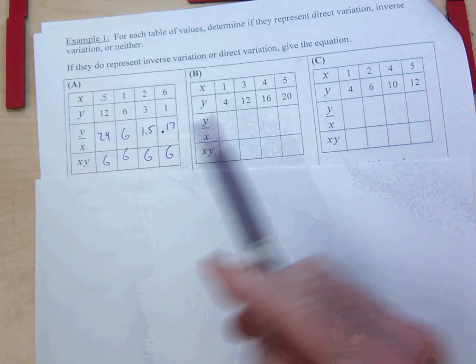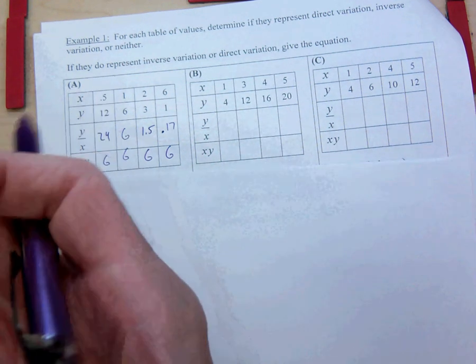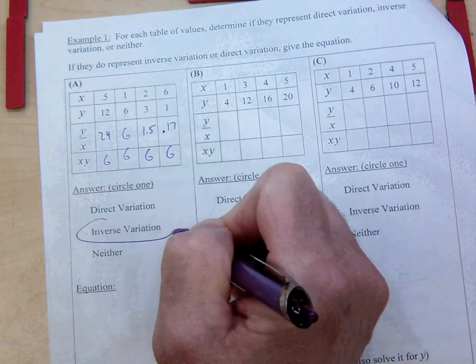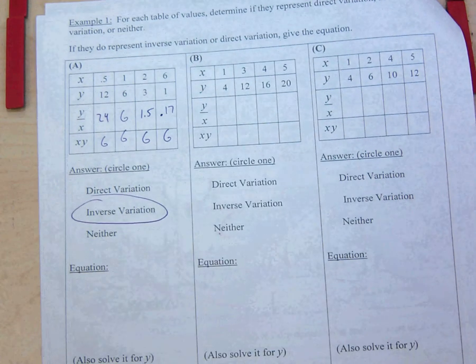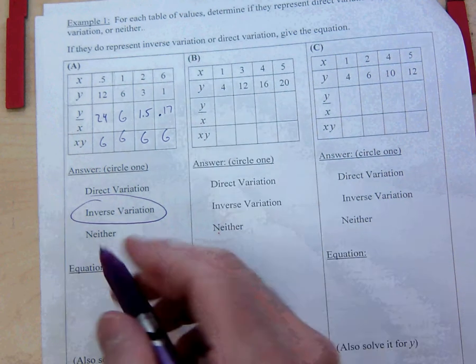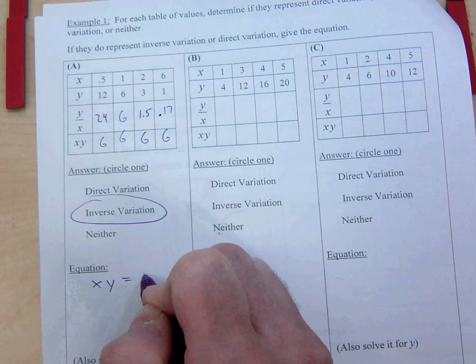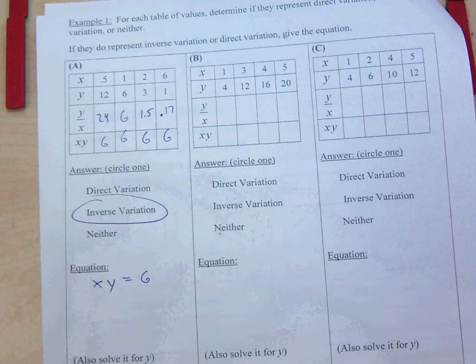It's like your taffy problem, right? It's inverse, isn't it? Okay? And so your equation clearly is what then? Well, when you took your x times your y, you always got 6. So that's the easiest way to write your equation. Do you agree with that? Yes or no? Now, I'd like you to solve this for y.